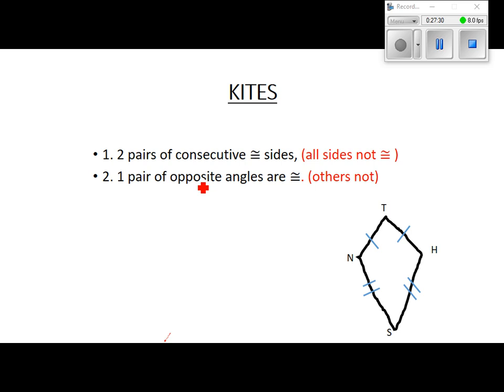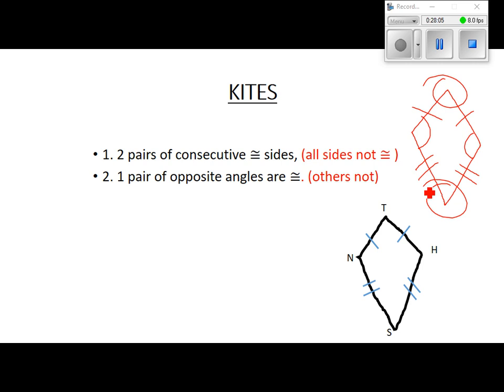Kite's another four-sided figure, another quadrilateral. Kite looks like this. And the definition of a kite is it's got two pairs of disjoint consecutive sides that are congruent. All that means is that these two sides are congruent, these two sides are congruent. One pair of opposite angles are congruent. You just have to figure out when you're looking at this kite, hey, it's going to be this angle and this angle. This angle and this angle are not congruent to each other.